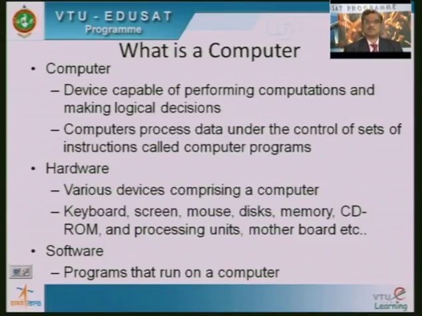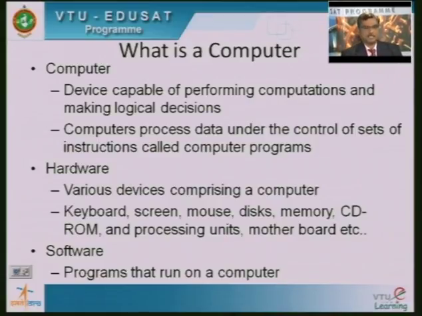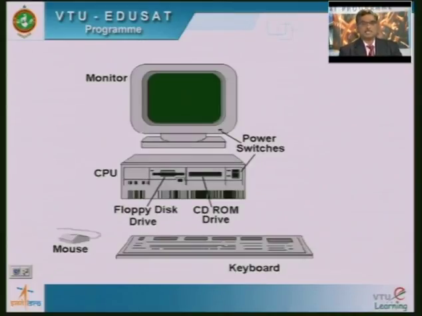The hardware consists of many components such as the keyboard, the screen, the mouse, the disk, the memory devices, CD-ROM, processing units and motherboards. These are all examples of the hardware components of a computer system. Let us understand how this looks. If you see this pictorial diagram, all the components are embedded. Usually we call the box a central processing unit or CPU. The floppy disk, the CD-ROM and the monitor are all connected to form a computer.